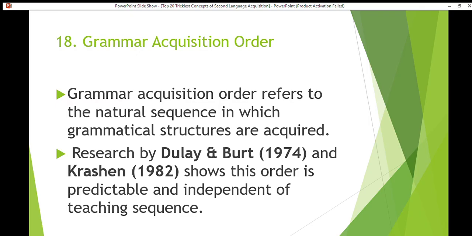Grammar acquisition order. Grammar acquisition order refers to the natural sequence in which grammatical structures are acquired. Research by Dulay, Burt, and Krashen shows this order is predictable and independent of teaching sequence. Grammar is learned in natural order and not the teaching order. Learners use -ing before learning third person -s.